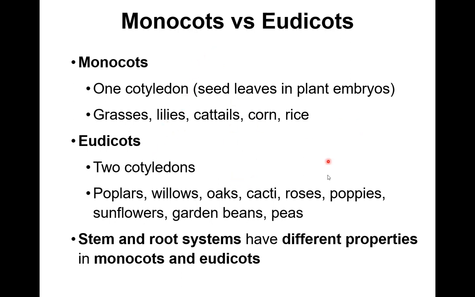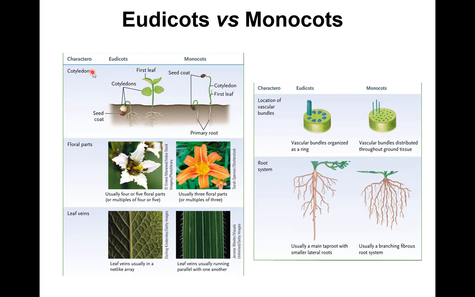Now you see some examples of plants that belong to monocots: grasses, lily, cattails, corn, rice, and so on. You see them right here. Now there are lots of differences between these plants, which allow them to be recognized. We already talked about the cotyledons. In terms of flowers too, in general, monocots have 3 petals or multiples of 3, whereas eudicots have 4 or 5 petals. Another big difference is how the vascular bundles are organized within the leaves.